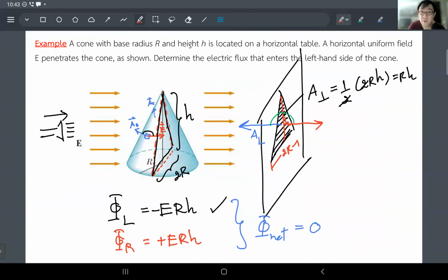Electric field came from whoever, I don't know. But you can tell there shouldn't be any charge in this cone. If there was some charge in this cone, there must be some electric field leaking out of it. But there's none. The net flux is zero. That means the net charge inside must be zero as well.